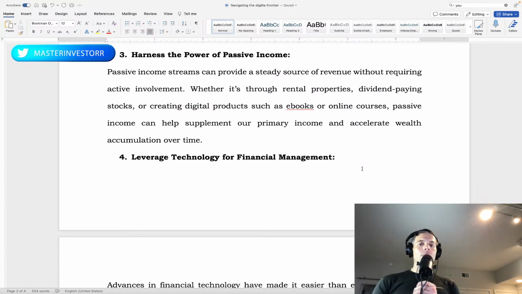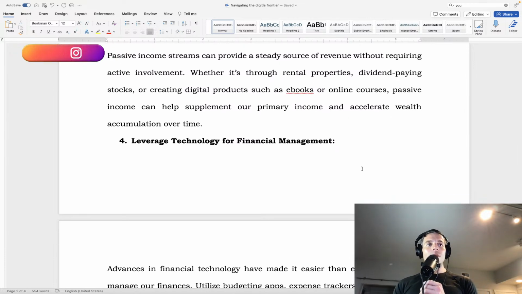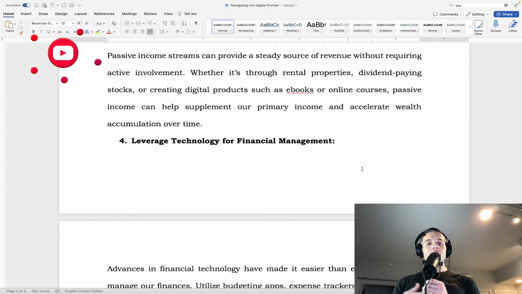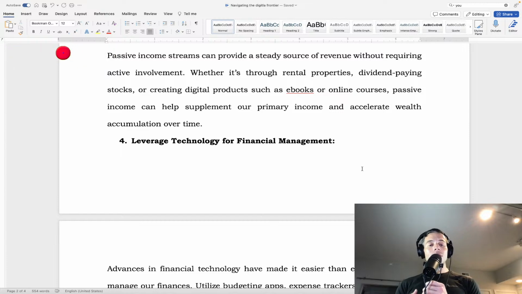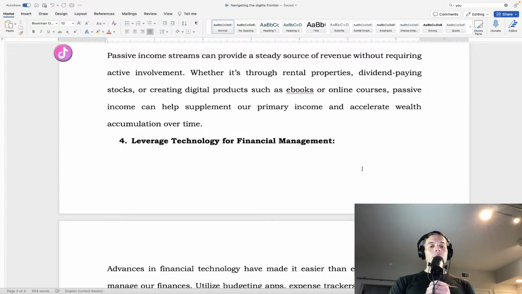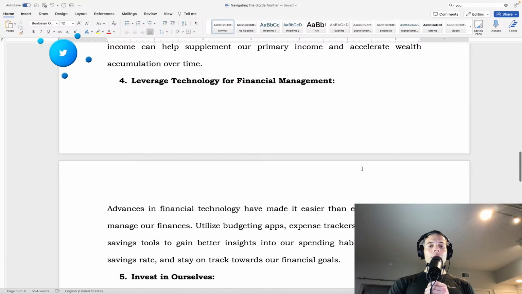Number 3, harness the power of passive income. Passive income streams can provide a steady source of revenue without requiring active involvement, whether through rental properties, dividend-paying stocks, or creating digital products such as ebooks or online courses. Thank you for the hearts. Passive income can help supplement our primary income and accelerate wealth accumulation over time.